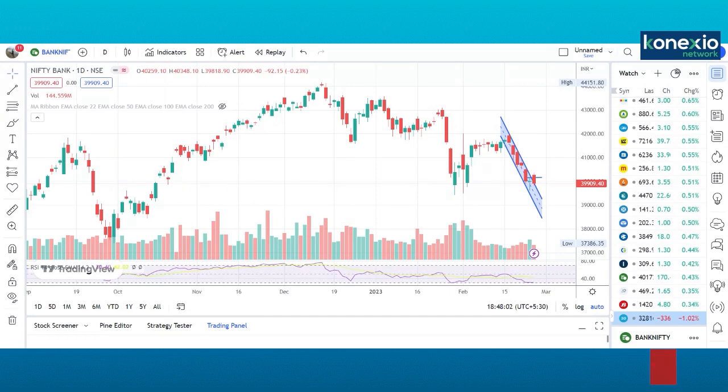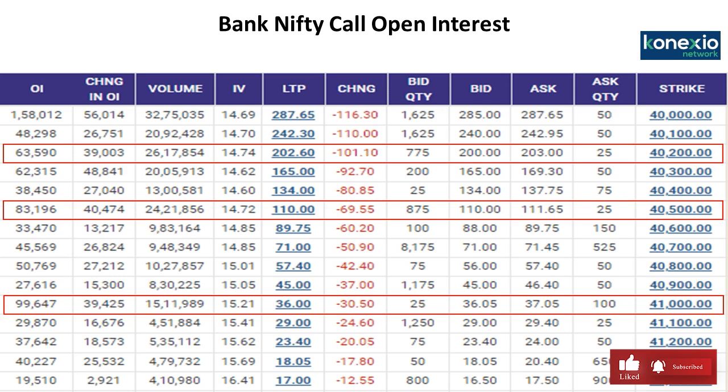Now let us discuss the derivative data of Bank Nifty. You will see on the screen the Bank Nifty call data. In Bank Nifty calls, you can see the action was seen in 40,200 calls, 40,500 calls and 41,000 calls. Here you can see there has been a strong call writing seen in these out of the money calls. You can see the drop in the percentage change in the option premium.